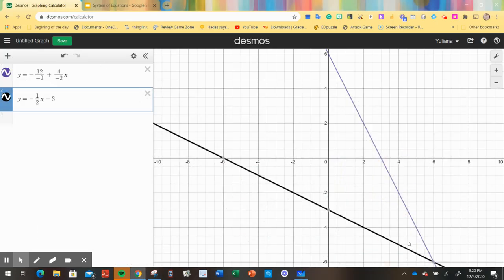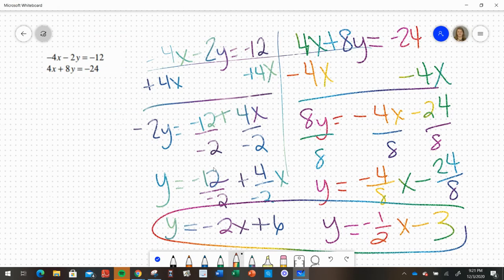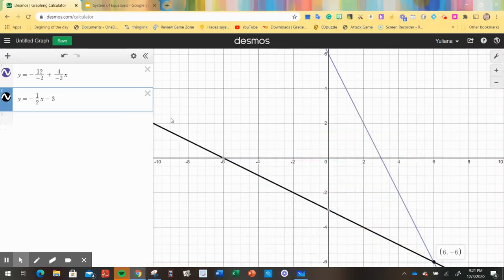Looking at it again, remember my solution is going to be where these two graphs intersect. So if I click right here, the solution is going to be 6, negative 6. So remember, if they're already in y equals form, you can just simply graph them and see where they intersect. If they are not in y equals form, we're going to solve for y and then graph them and see where they intersect.